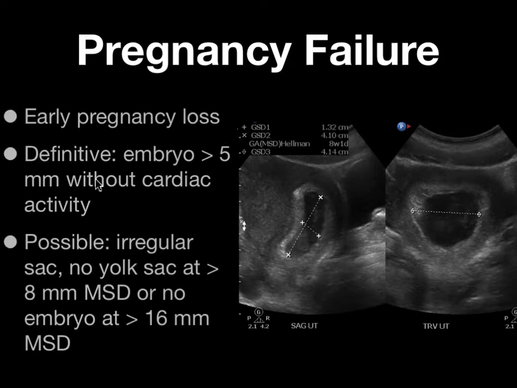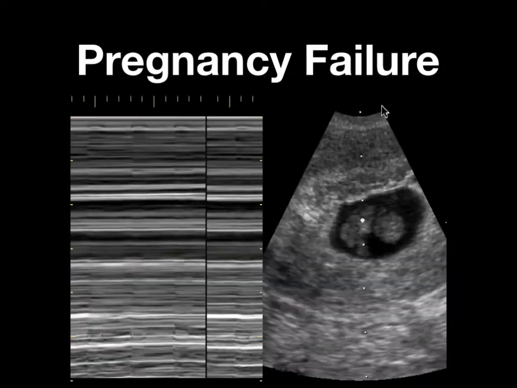To diagnose a definitive pregnancy failure, you're going to need to see an embryo greater than 5 millimeters without cardiac activity. To have a possible pregnancy failure, you need to have an irregular sac that does not have a yolk sac by 8 millimeters mean sac diameter, or no embryo at greater than 16 millimeters mean sac diameter. Here is evidence of definitive pregnancy failure. You've got an embryo here that's greater than 5 millimeters, and you have no fetal cardiac activity.